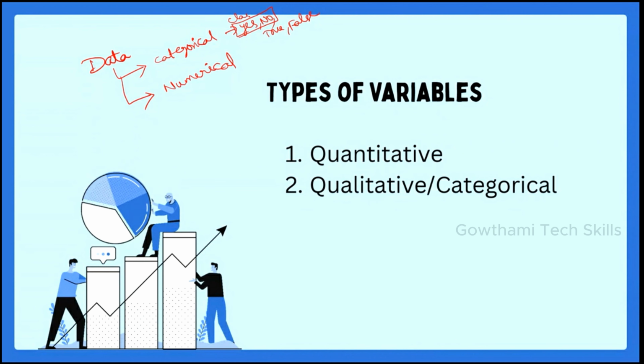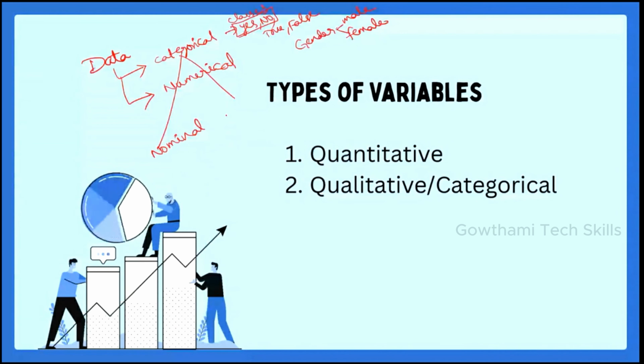We will call it two types of classes. For example, gender has two classes, male and female. So this is categorical data. This categorical data is again divided into two types: one is nominal and the second is ordinal.